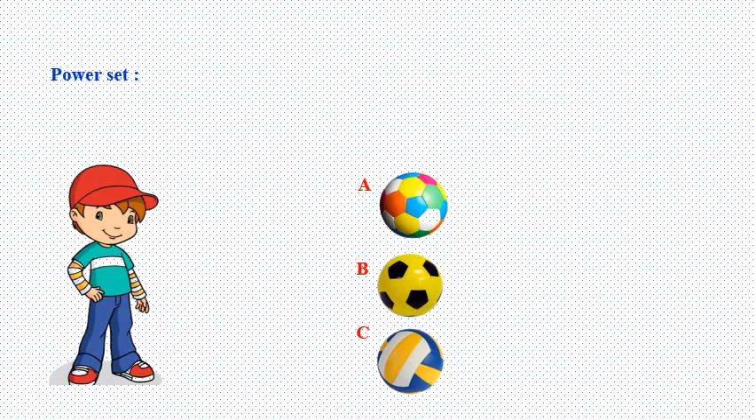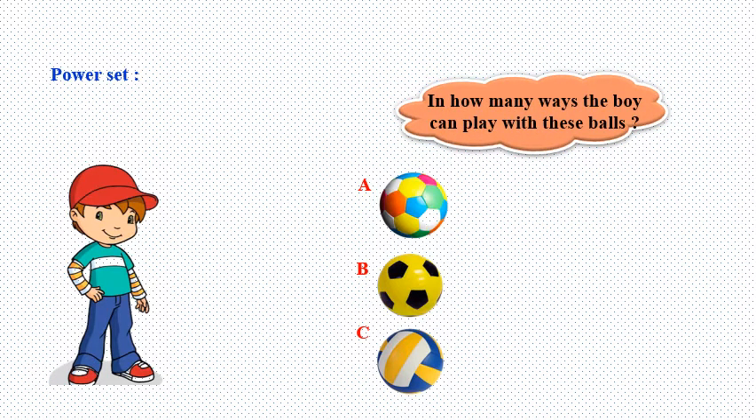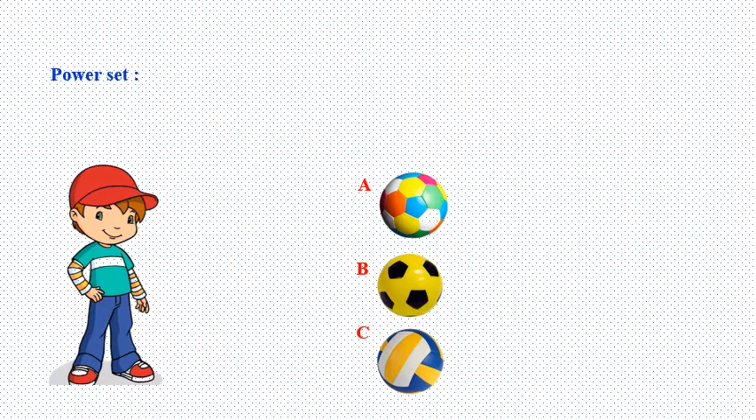First we will discuss what a power set is. Power set is nothing but, see, let us consider one example: a boy and 3 balls A, B, C, correct. Now he is looking at how many ways the boy can play with these balls. Let us see how many ways he can play with these balls.